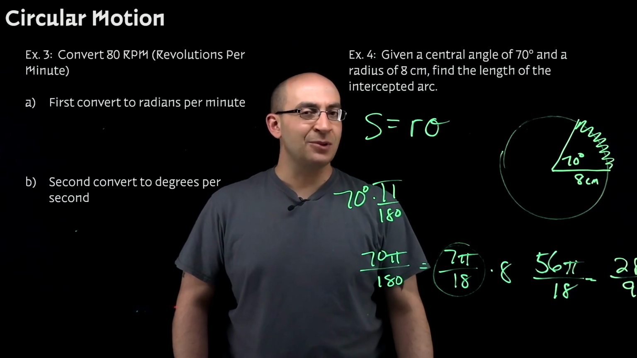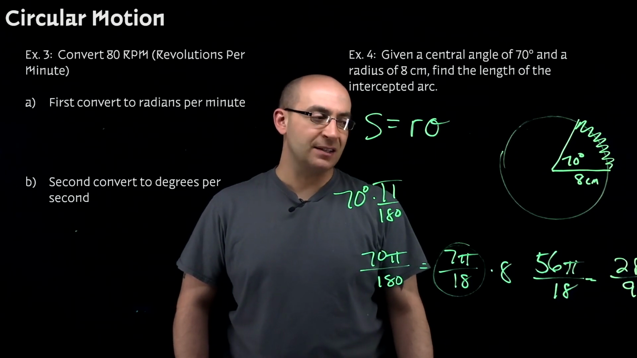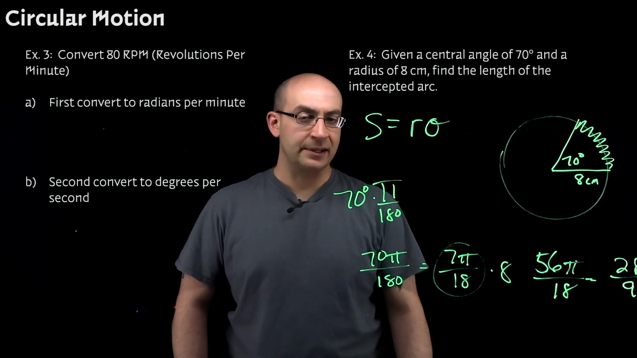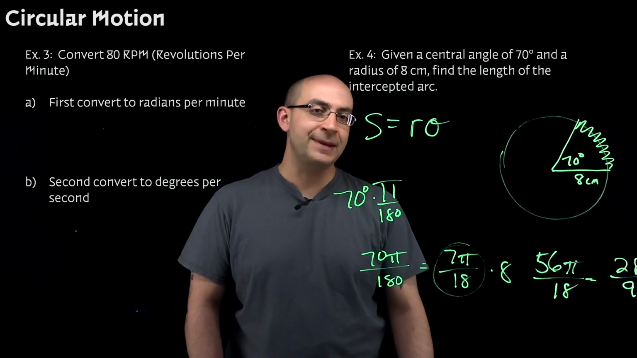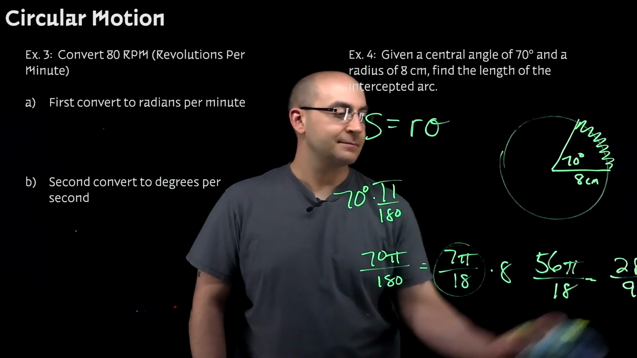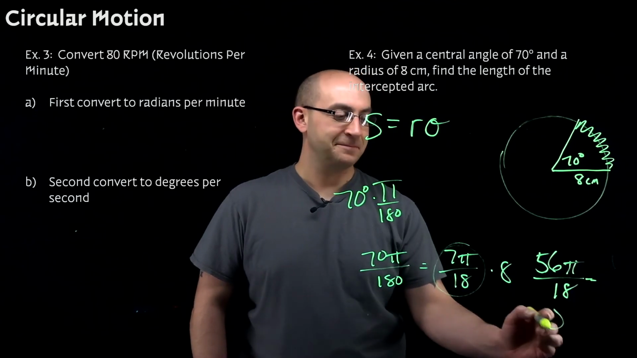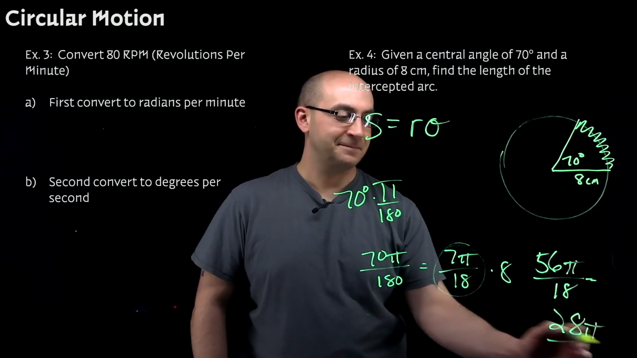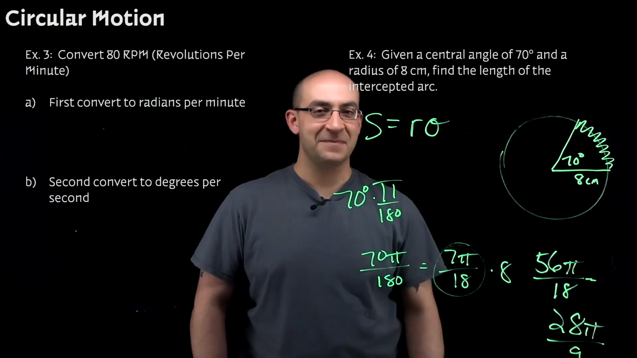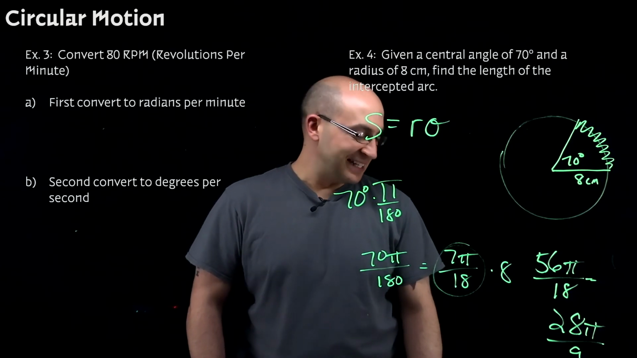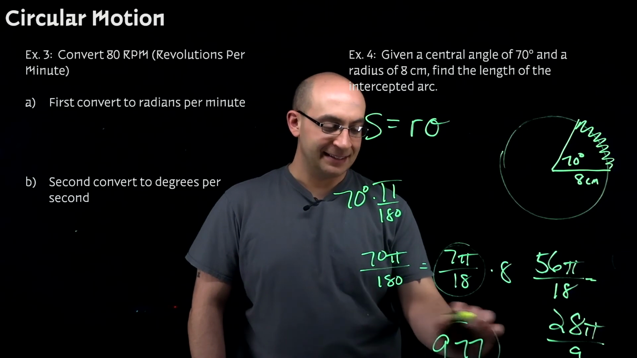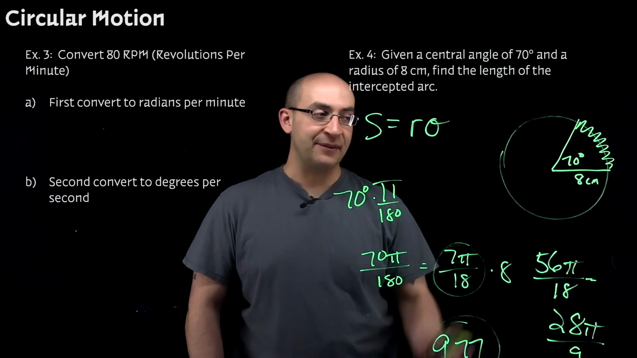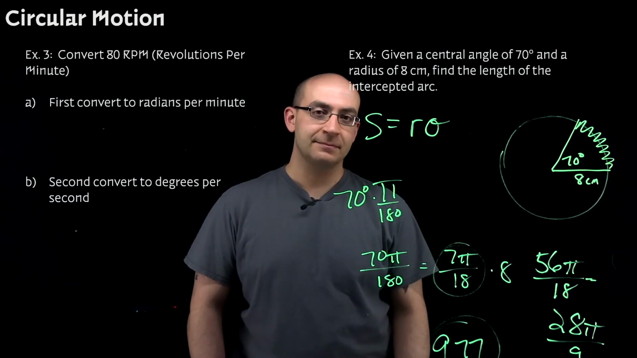Now, if I'm looking for the length of the arc, 28 pi over 9 is a little ugly. OK, so if we put this in the calculator and convert it to a decimal, I just realized you can't see that. I'm sorry. Thumbs up. OK, converting that to a decimal will give me about 9.77, and that's going to represent the length of the intercepted arc.